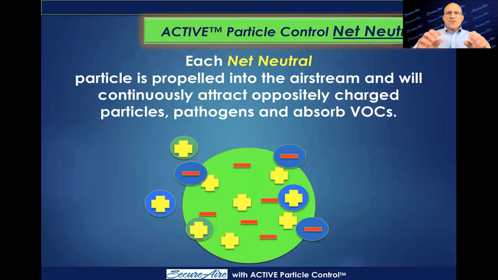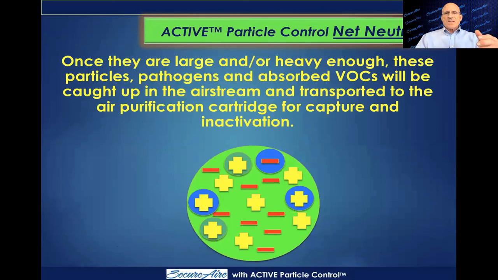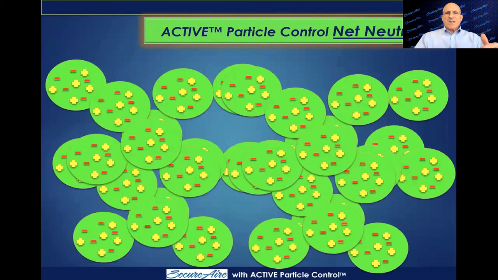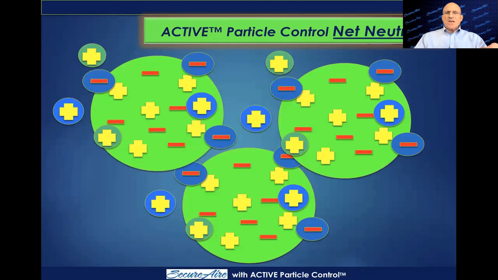And what we're going to do then is send these out like little soldiers, and they're going to attract things like magnets, and we're going to absorb things like sponges until they get big enough and heavy enough that they have enough mass to get back to the cartridge. And it kind of looks like this. Here we are sending out this net neutral, and we're sending out lots and lots of these, and they're going to attract other particles to the positive and negative sites. And once they're heavy enough and have enough mass, they're going to get caught up in the airstream and get brought right back to the cartridge for collection and inactivation.